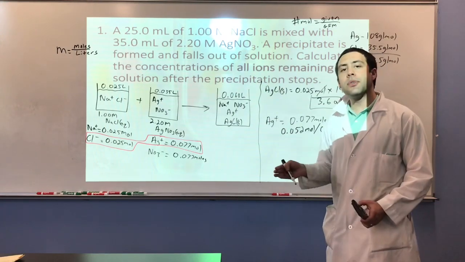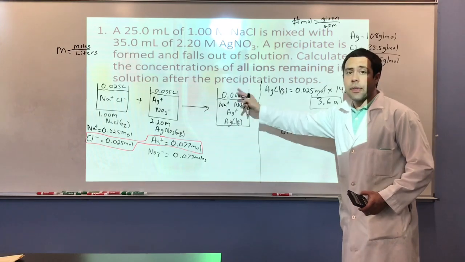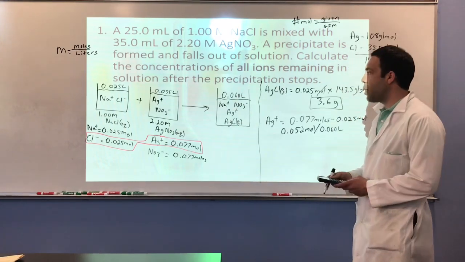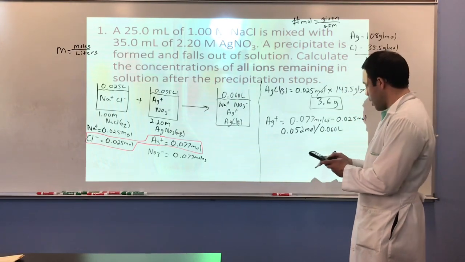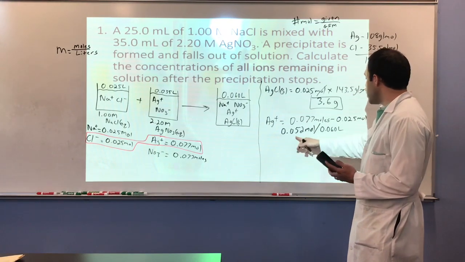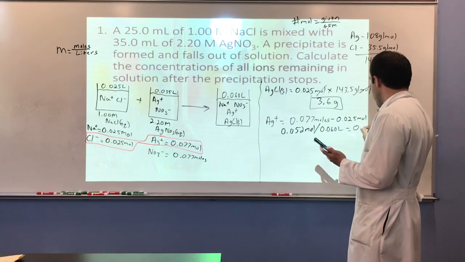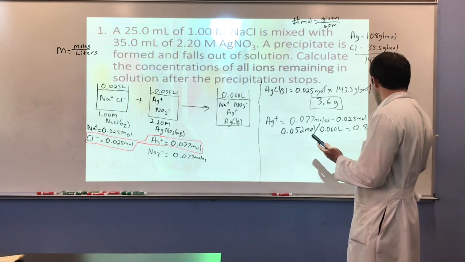Remember, molarity equals moles divided by liters. So the moles of silver divided by the liters of the total solution, which is 0.060 liters. When you round to two significant figures, you get 0.87 molar.